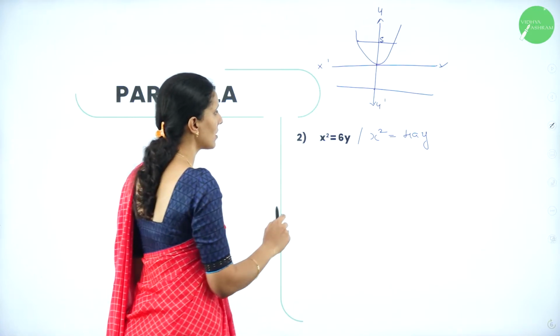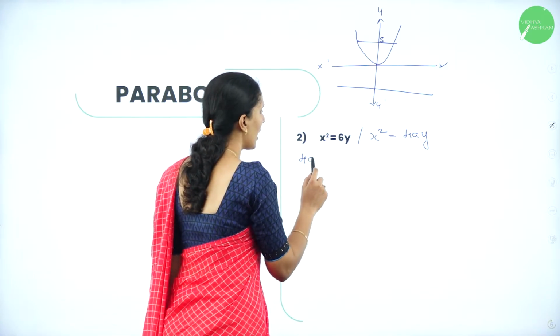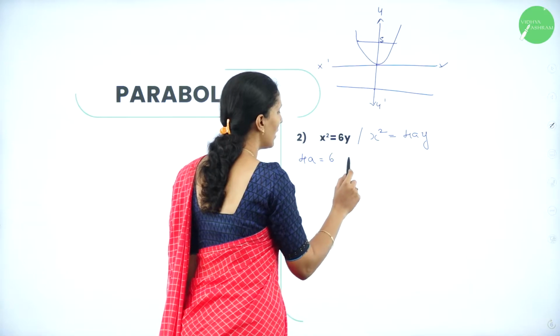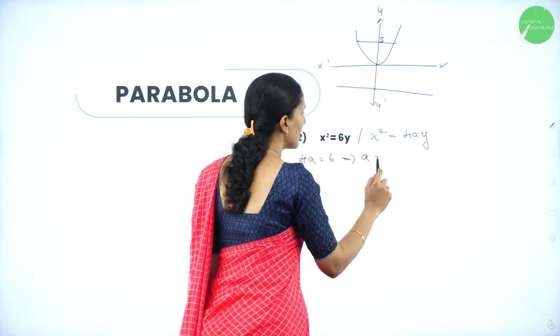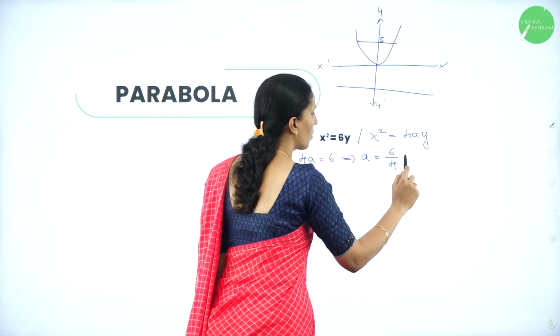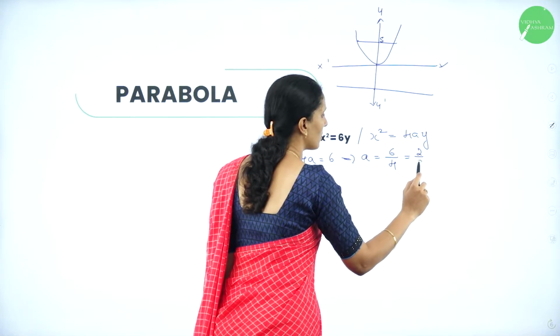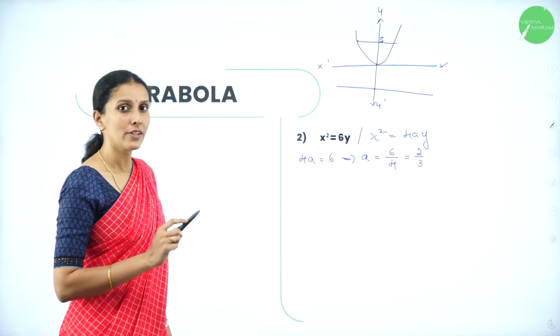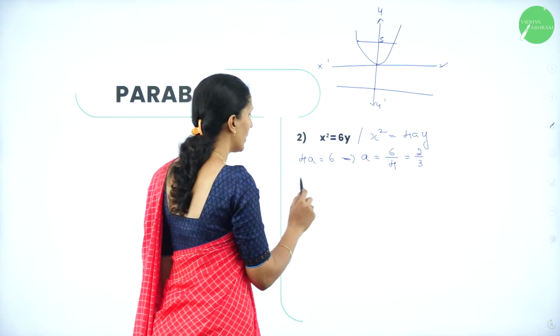Now let's write it. We have 4a is equal to 6 here. This implies a is equal to 6 divided by 4, which implies 2 by 3. So the value of a is 2 by 3. Let's write the vertex.